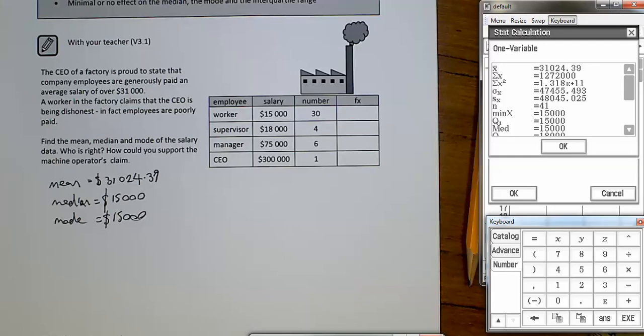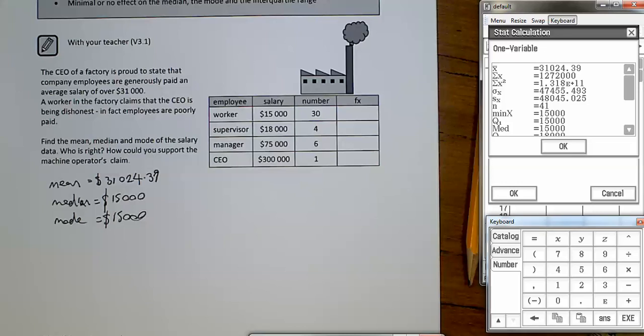Now, firstly, the CEO wasn't being dishonest because when you work it out, on average, the mean works out to be $31,024. So he's not being dishonest, but I think he is being deceptive.